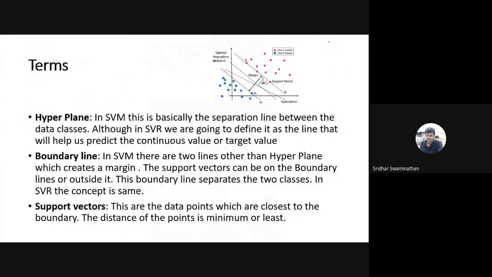So these are some common terminologies which are used in the SVM. A hyperplane, which is actually separating the two classes with the maximum margin, and we have support vectors, then we have the boundary line. The boundary line is actually the margin, which is the dotted line.